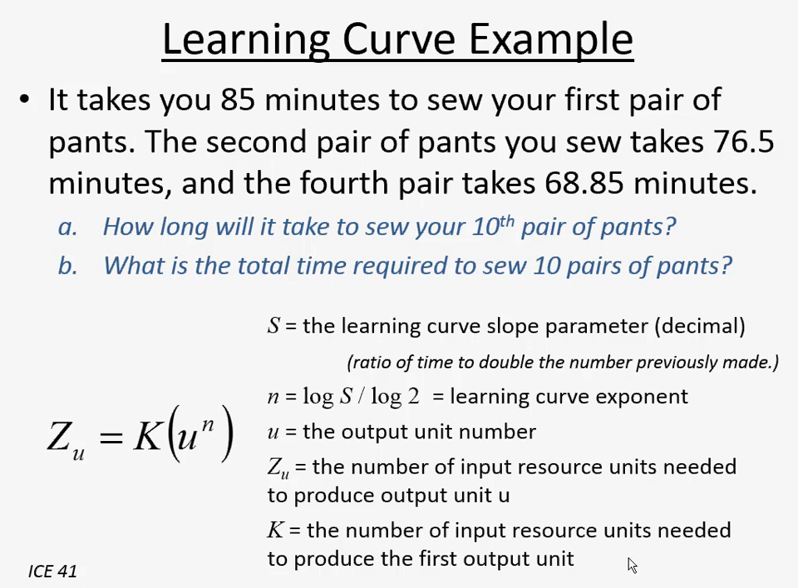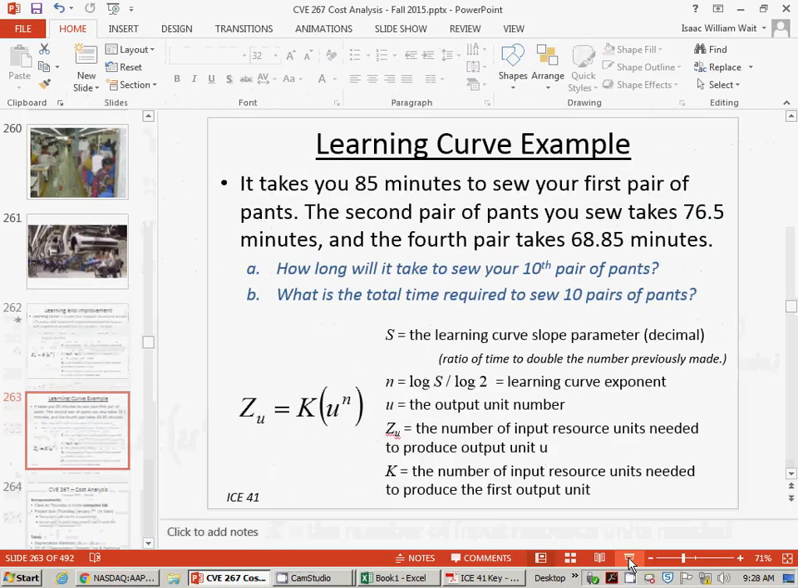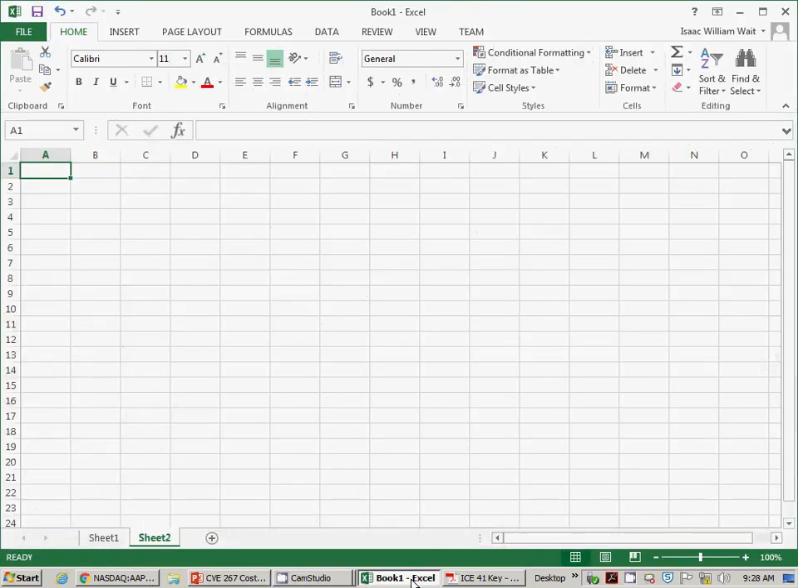Let's take a look at the pattern. Because here in part B, it says, what's the total required time to sew all 10 pair of pants? And so to know that, we have to find the first, the second, the third, the fourth, and add them all up. So rather than doing that individually on the board, let's do it on Excel and look at the pattern. All right, so here's how we would do it on Excel.